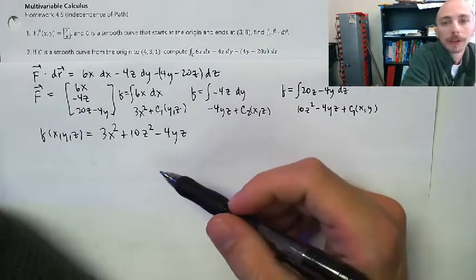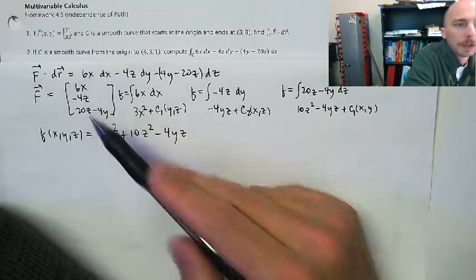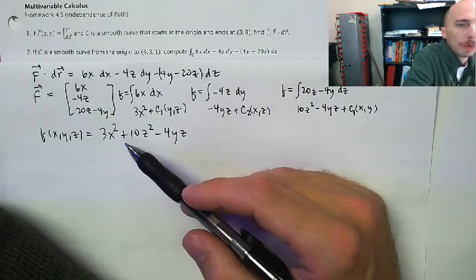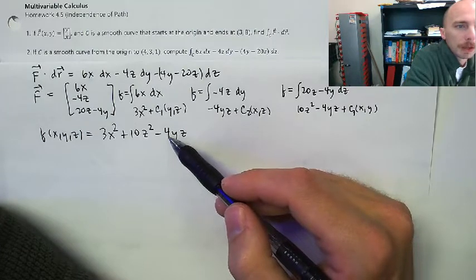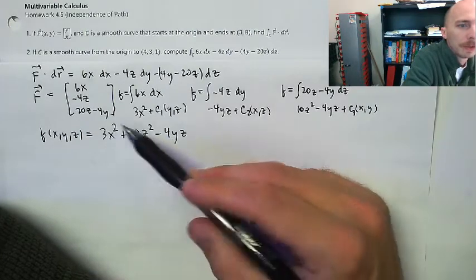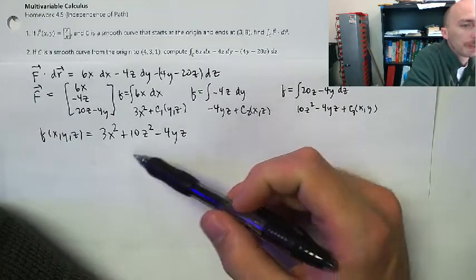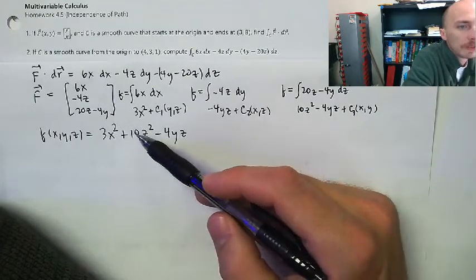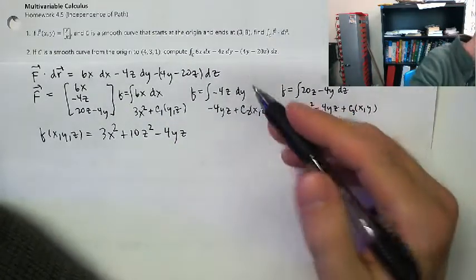And then I'm going to quickly check by taking the partials and finding the gradient and making sure it's this. So partial with respect to x: 6x, 0, 0. Okay, feel good about that. Partial with respect to y: 0, 0, negative 4z. Okay, good. Partial with respect to z: 0, 20z, negative 4y. Yes, okay, good. Yeah, happy.